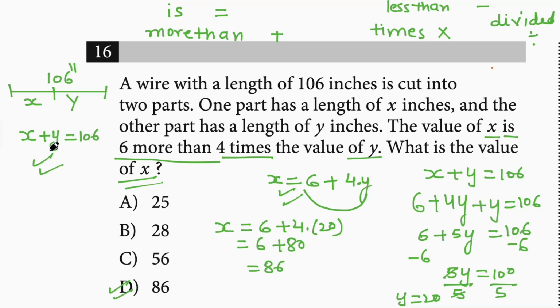Now if you choose this equation, let me just plug in 20 over here. You have to do only one of these. I am showing you both the ways. That is equal to 106. Subtracting 20 on both sides. So x, this is cancelled, and 106 minus 20 is 86. So you can use any of the equations. I hope that is clear.